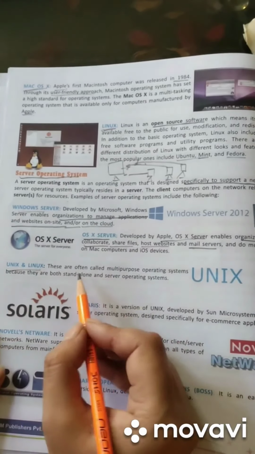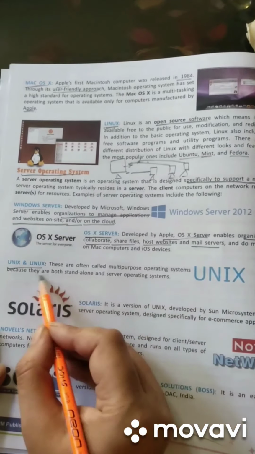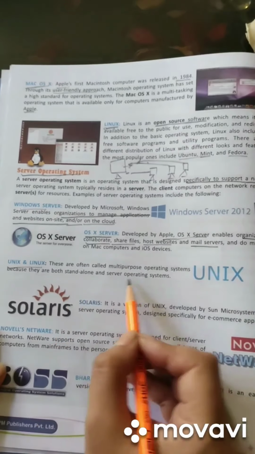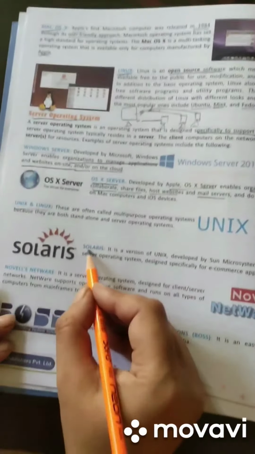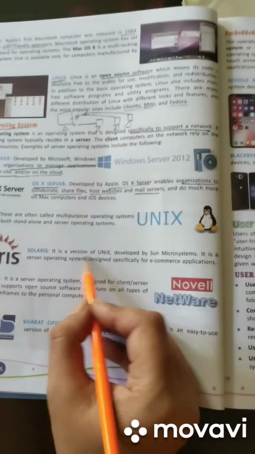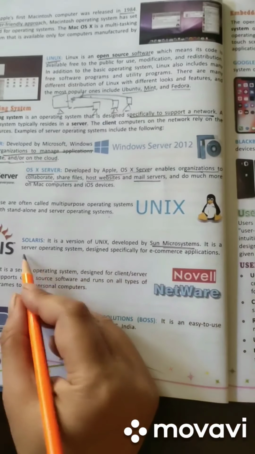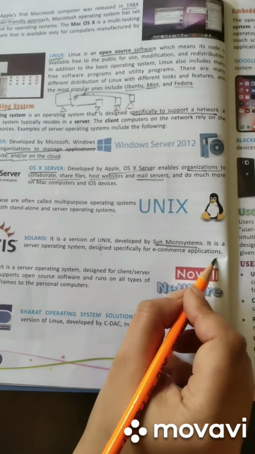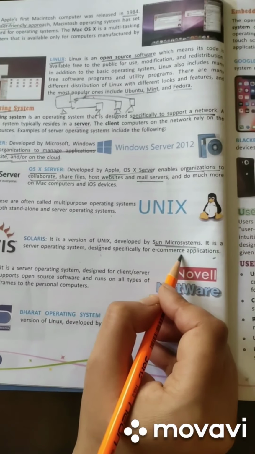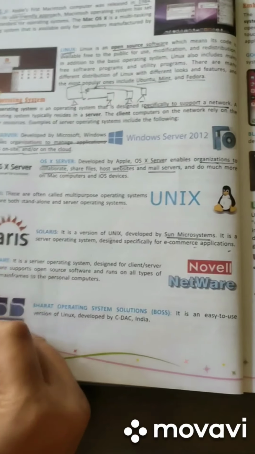Next, we have Unix and Linux. These are multi-purpose operating systems because they are both standalone and server operating systems. Next is Solaris. Solaris is a version of Unix developed by Sun Microsystems. It is a server operating system designed specially for e-commerce applications. E-commerce applications can be your Amazon, Flipkart. These are all e-commerce applications.